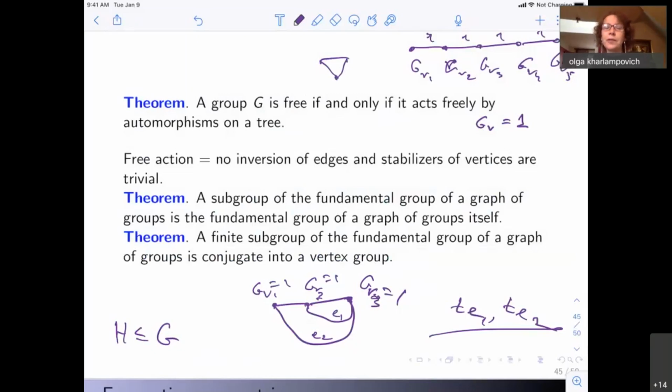For example, if you have a finite subgroup in the fundamental group of a graph of groups, then it must be sitting in a conjugate of some vertex group, right? Because otherwise, I mean, it is not splittable. A finite subgroup is not an amalgamated product. An amalgamated product will be infinite. Then what else? What are the corollaries?